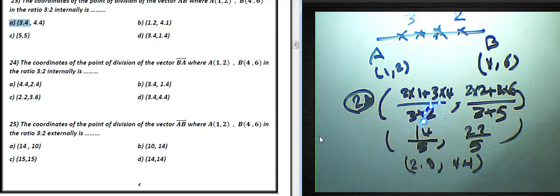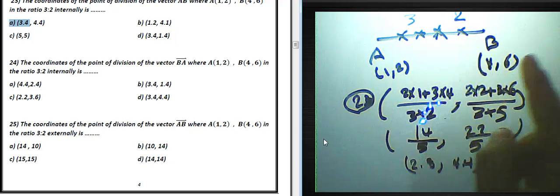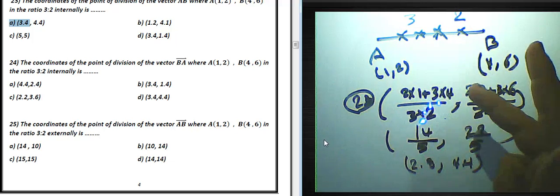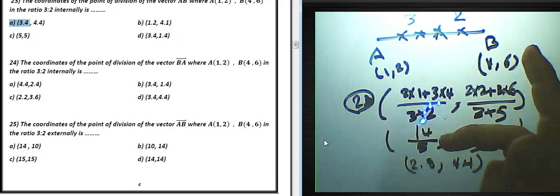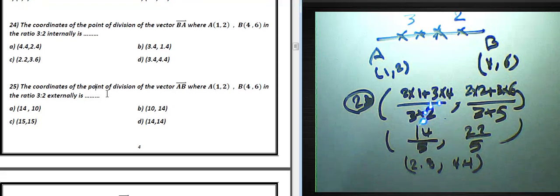Again, 2 times 1 plus 3 times 4: 2 times 1 equals 2, 3 times 4 equals 12, 12 plus 2 equals 14, 14 divided by 5 equals 2.8. Okay, it's true. Question 24: the coordinates of the point dividing the vector BA, look here, BA, where A is (1, 2) and B is (4, 6), in the ratio 3 and 2 internally. It's like question number 23.